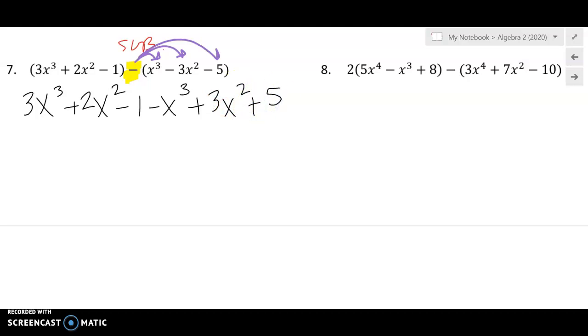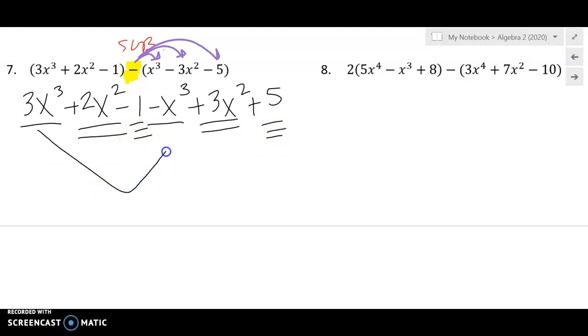Okay, that's how you do the subtracting. I distributed that negative. I changed those signs. Once you do that, it's pretty much the same as up top. I'm going to look for terms that match. And I already made a mistake, so I just had to go back there. 3x to the third matches with negative x to the third. And then 2x squared matches with the 3x squared. And then negative 1 matches with the positive 5. Just have to be careful on the order.